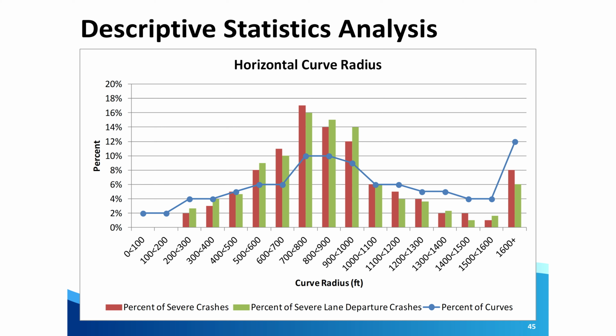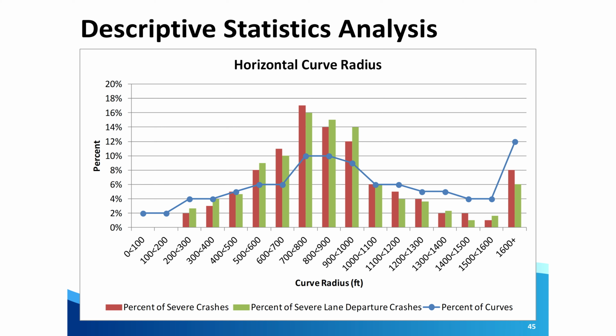So if you had super detailed information on all of your curves, and you knew the curve radius, the blue line here, the dots, represent the percentage of your curves that have that specific curve radius. So approximately 6% of the curves have a curve radius between 500 and 600 feet. Another 6% are between 600 and 700 feet, and so on. So this represents the percentage of the curves across your system. The red bars are your severe crashes.